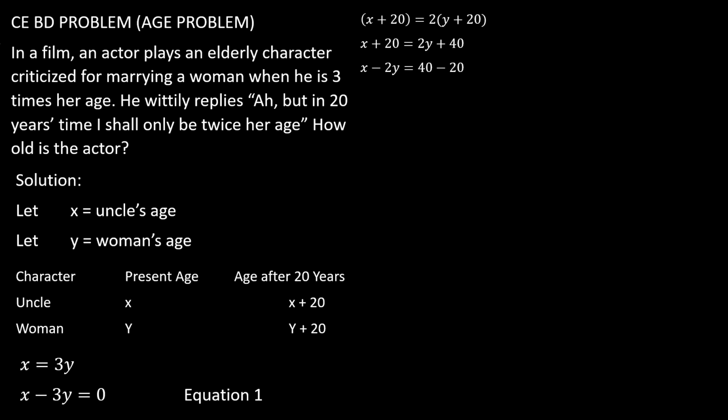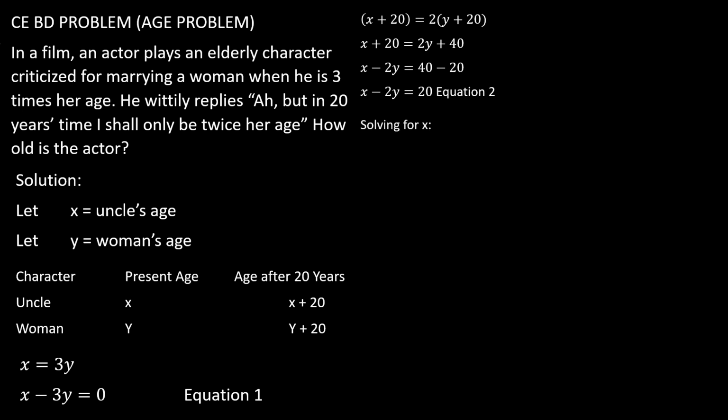Simplifying our equation, it will now become x minus 2y equals 40 minus 20, because in this situation, previously we have transposed 2y to the left-hand side. That is why it will become negative 2y, and 20 from the left-hand side of the equation previously was transposed to the right-hand side. That is why again, I will read the equation x minus 2y equals 40 minus 20. Finally, this is now our equation 2. X minus 2y equals 20. We can then now start solving for x.